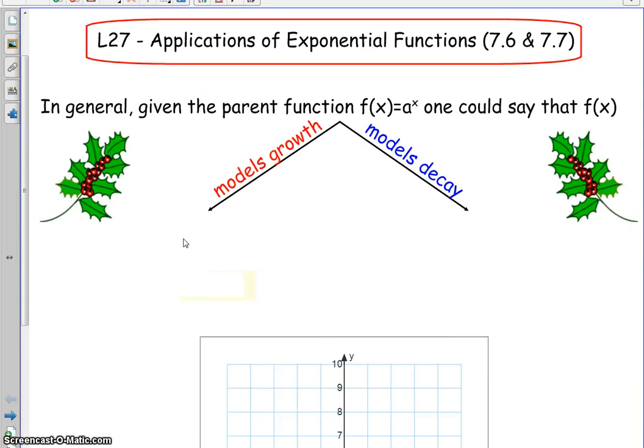So just in general, just to remind yourself, if you're just looking at a parent function with no transformations, how can you tell if it models growth or decay? Growth will be if the function's increasing from left to right, so if you have a base that's larger than 1, like y equals 1.3 to the x, and decay will be if it's decreasing from left to right, with the base between 0 and 1.